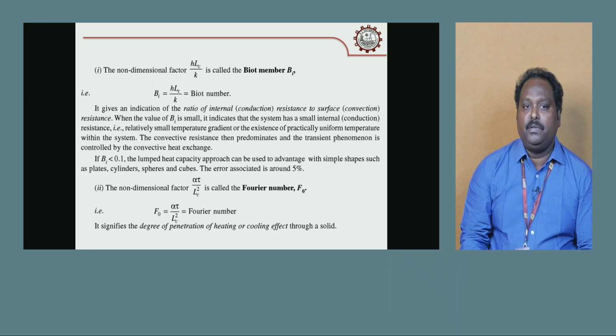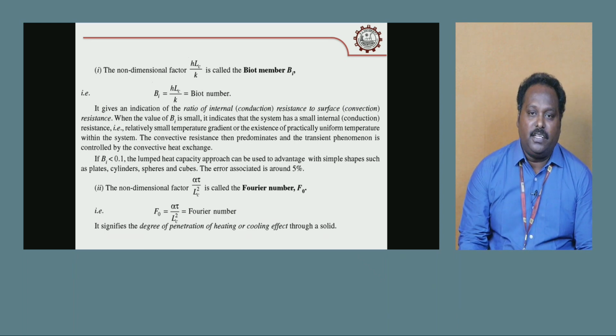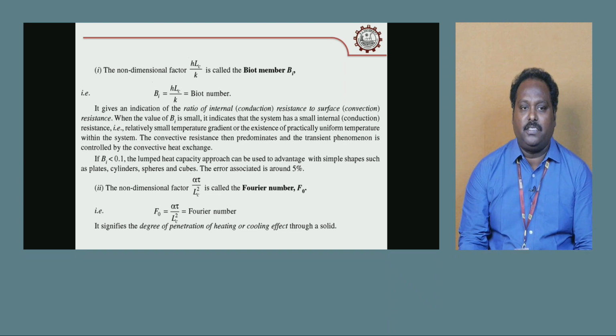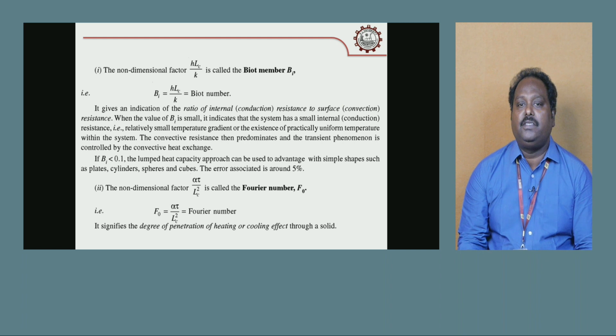Now let us introduce a non-dimensional parameter which is more relevant to the lumped system analysis, that is h Lc by k. Just before we have discussed the characteristic length Lc. Here h Lc by k is called the Biot number. So Biot number Bi is equal to h Lc by k. It is defined as the ratio of internal conductive resistance to the surface convective resistance, or internal resistance to surface resistance. So when the value of Bi is very small, it indicates the system has small internal resistance.